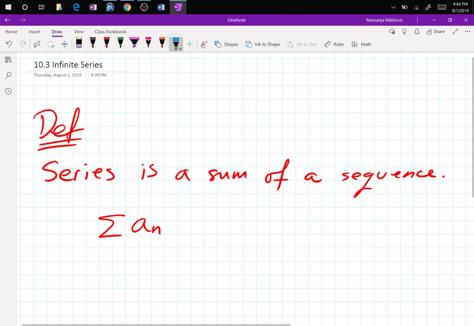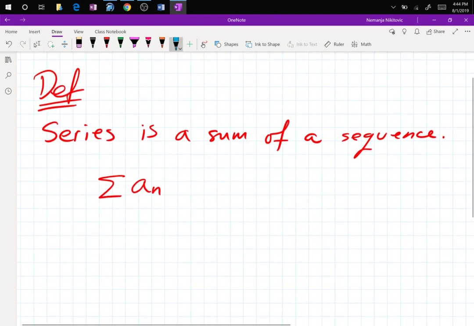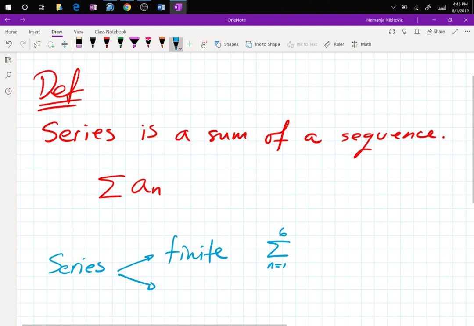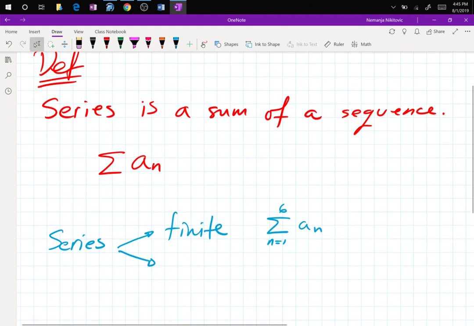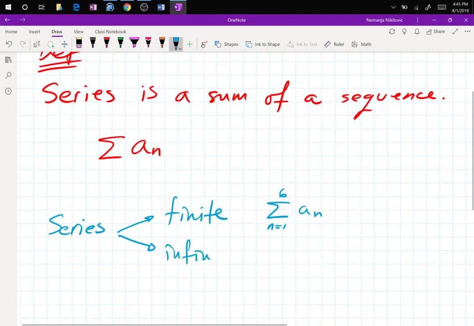Because the next thing I'm going to write is that a series can be finite, which is summation, and let's say n starts at 1 and goes to 6, of some sequence, or infinite, in which case summation, let's say, again starts at 1 and goes to infinity this time. It doesn't have to start at 1. It can start at any number, 0 or higher, and it's not any number, sorry, any integer. These are all counting numbers.